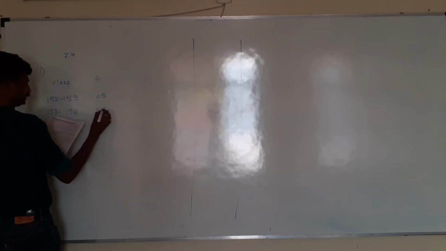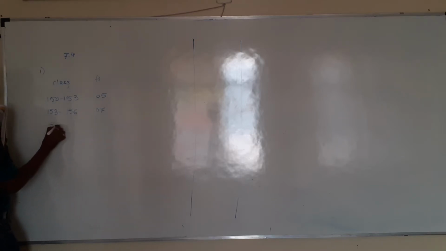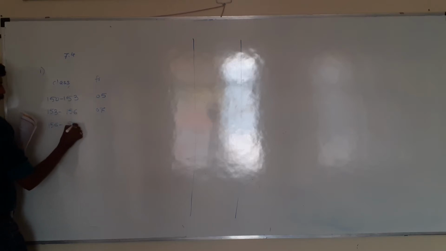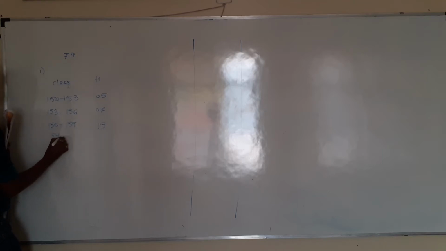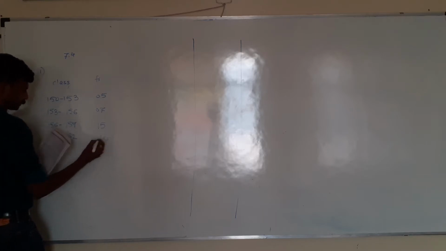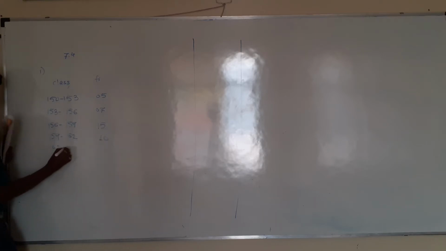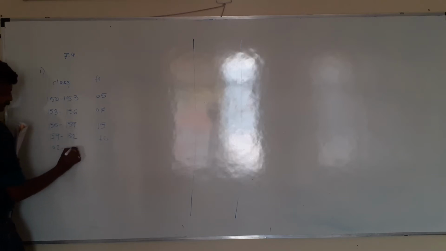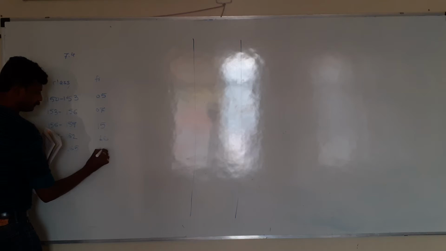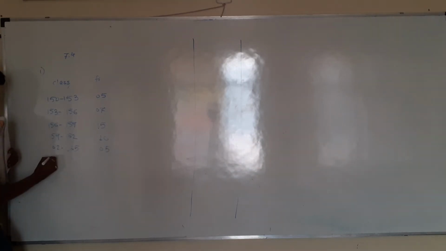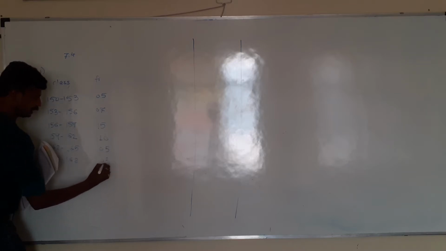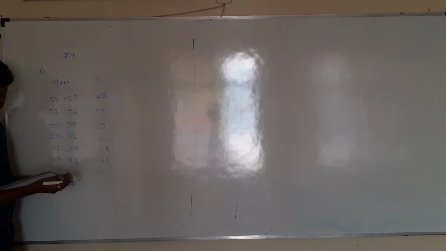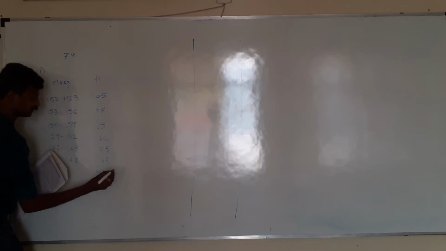The frequency is 7. Next, 156 to 159. The frequency is 15. Next 159 to 162. The frequency is 10. Next 162 to 165. Frequency is 5. And the last class 165 to 168. The frequency is 3. Addition of all the frequencies, that is capital M, this value is given 45.